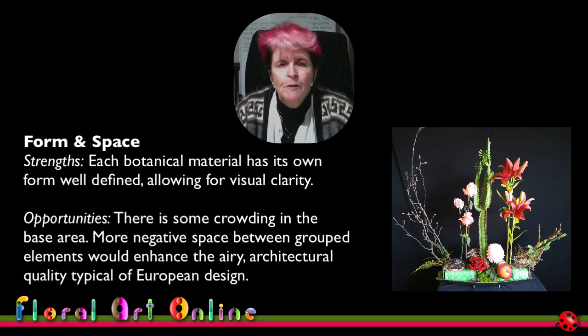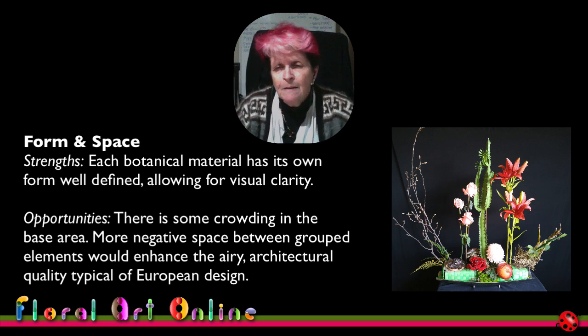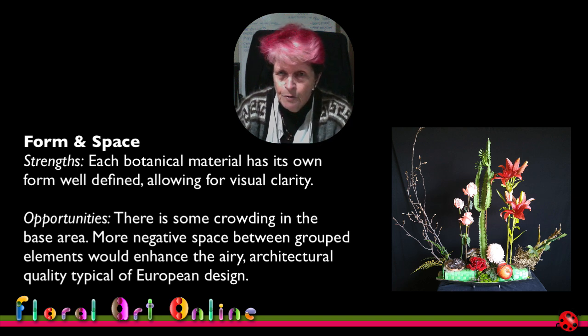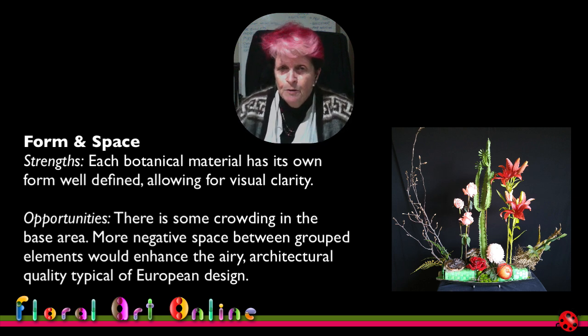We look at form and space. The strengths are that each botanical material has its own form, well defined, allowing for visual clarity. So we can see very clearly the space in between them. We can see the branches, we can see the cactus, we can see the lilies, we can see the roses, we can see the orchid, and we can see those basing placements down the bottom, the chrysanthemum, the rose and the apple, and then the button chrysanthemums underneath it. So all very clearly identifiable. It's not a massive floral material.